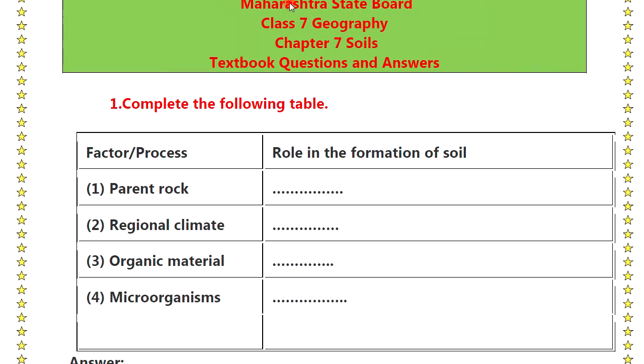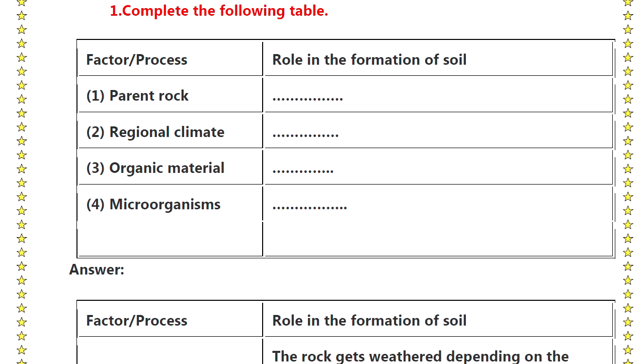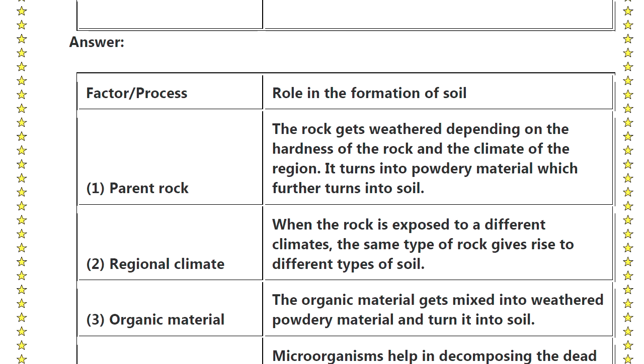Question number 1. Complete the following. Factor, process, role in the formation of soil. Parent rock, role in the formation of soil. What is the role? The rock gets weathered depending on the hardness of the rock and the climate of the region. It turns into powdery material which further turns into soil.